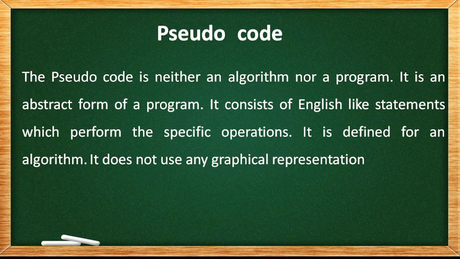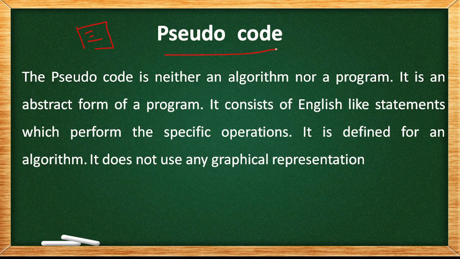Now let us discuss pseudocode. Pseudocode is neither an algorithm nor a program. It is an abstract form of a program, giving an outline. It consists of English-like statements which perform specific operations. It is defined for an algorithm. It does not use any graphical representation, meaning there is no picture representation in pseudocode.